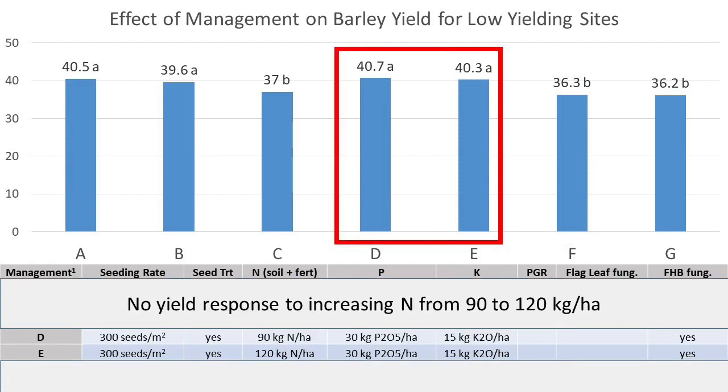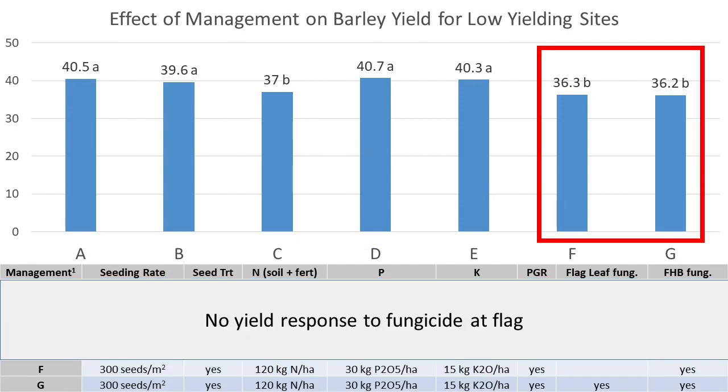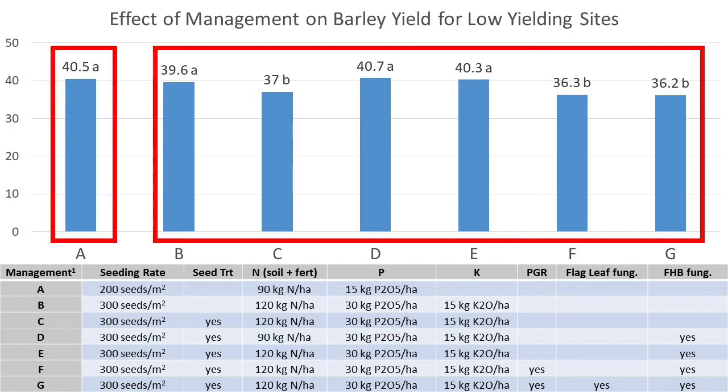Moving on, there was no yield response to increasing nitrogen detected for the low-yielding group, which makes sense because of the low yield potential. And there was no response to additional fungicide at flag, which also makes sense under dry conditions. Numerically, Management A with the lowest level of all inputs was the second highest yielding treatment. This suggests that there's no positive yield effects from increasing management, and plant growth regulator may have actually been detrimental under the severe drought conditions.